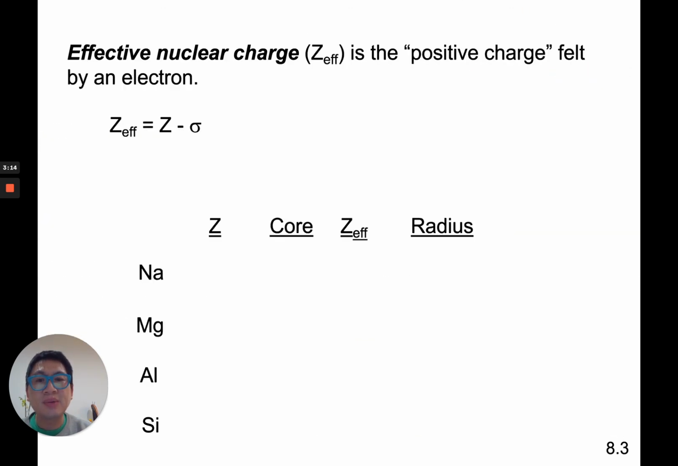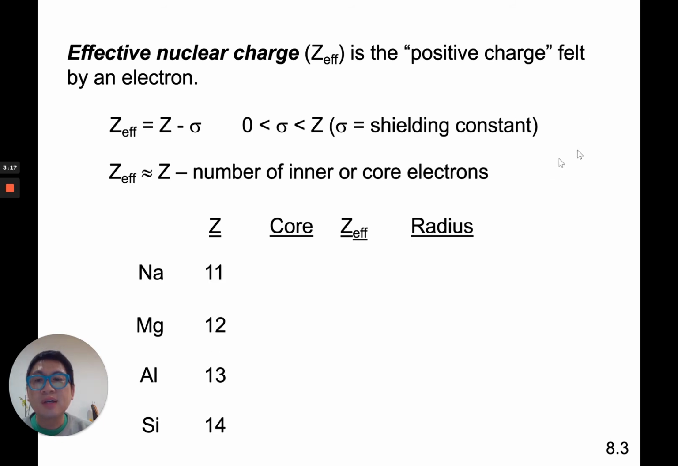Okay, let me get back to where we were. Here we go. So the noble gas before it, or the inner core electrons, was 10. So Z minus number of core electrons: 11 minus 10, 1. 12 minus 10, 2, 3, 4. Okay, so notice that as we go across the periodic table, the effective nuclear charge actually increases. Because of this, we'll get to where this number comes from later.